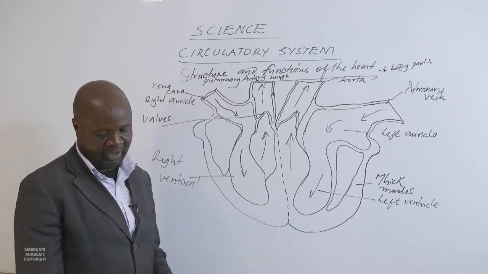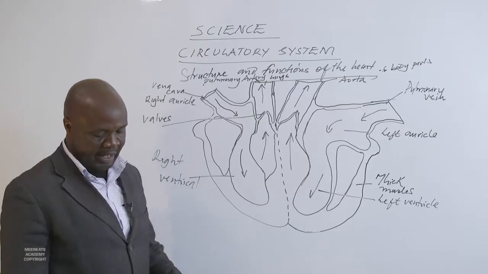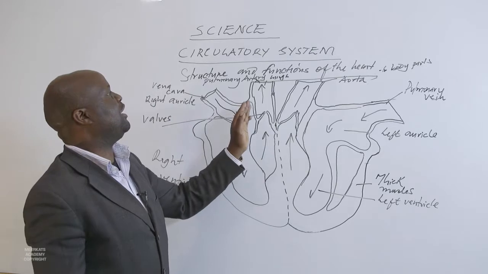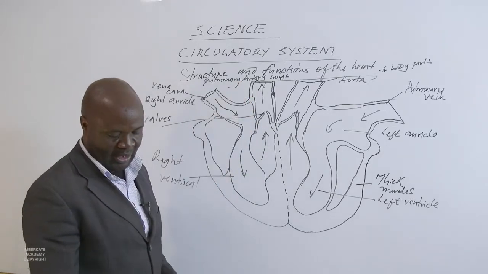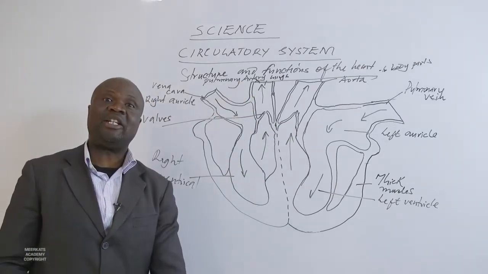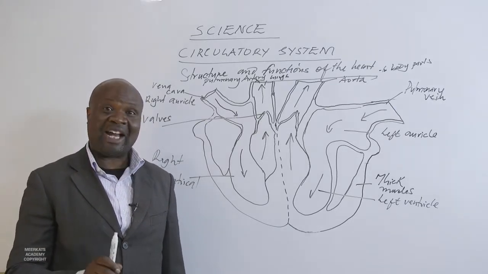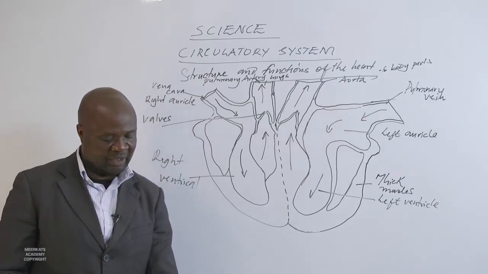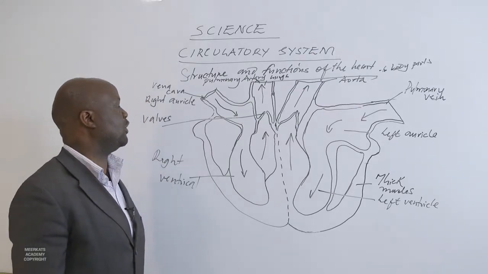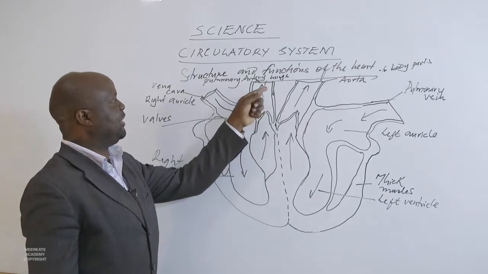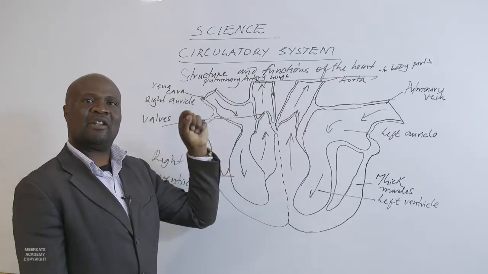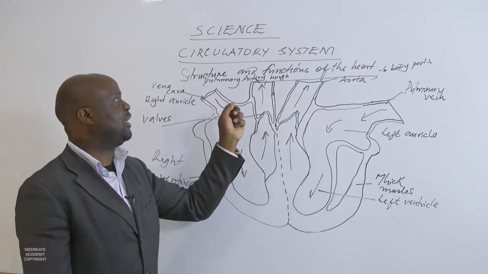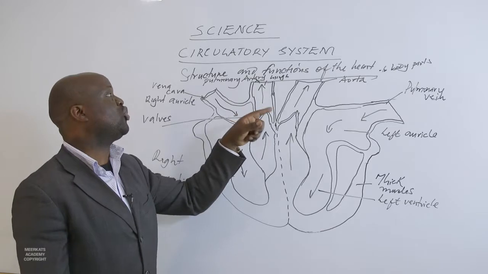To the right ventricle. That's correct. Then we have the pulmonary artery. Pulmonary artery is this one that now releases blood to the lungs. So pulmonary artery carries deoxygenated blood from the right ventricle to the lungs for removal of carbon dioxide and addition of oxygen.